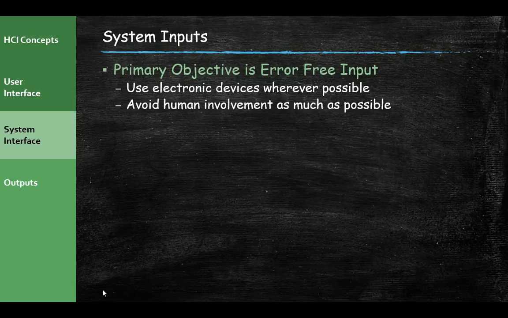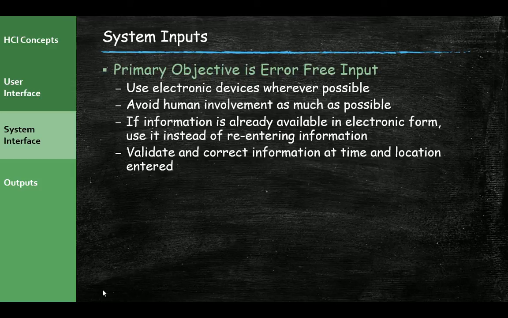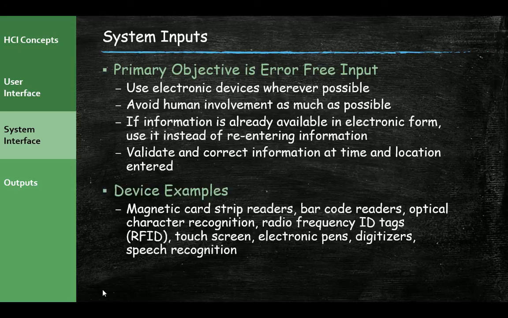So they don't support a lot of different standards. So a lot of times we have to do data brokering to support that type of thing. If information is already available in electronic form, use it instead of re-entering, which is what I just described. Validate and correct information at the time and location entered. So some device examples: magnetic card strip readers.